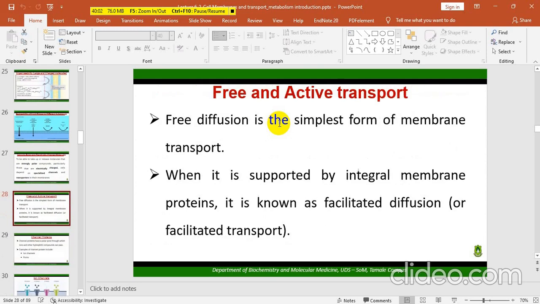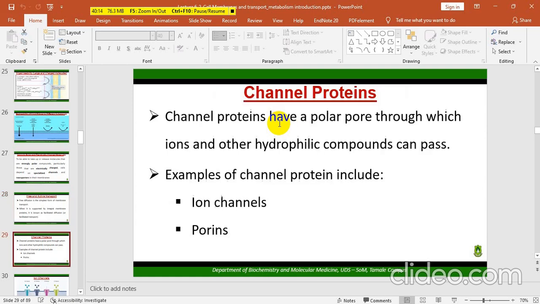So let's look at free diffusion. It's the simplest form of membrane transport. When it is supported by integral membrane proteins, it is known as facilitated diffusion or facilitated transport. Let's look at it. So we have some channels in the cell membrane. Examples are what? Ion channels and porins. So if the particle that we are sending through the cell membrane is very big and it's difficult to traverse the cell membrane, then we have to use ion channels or porins. So let's look at them.